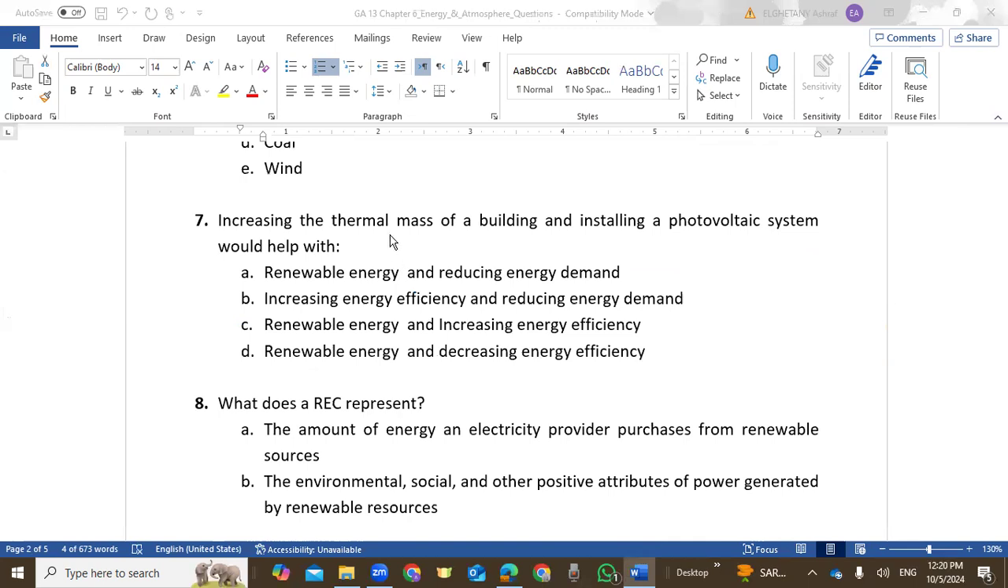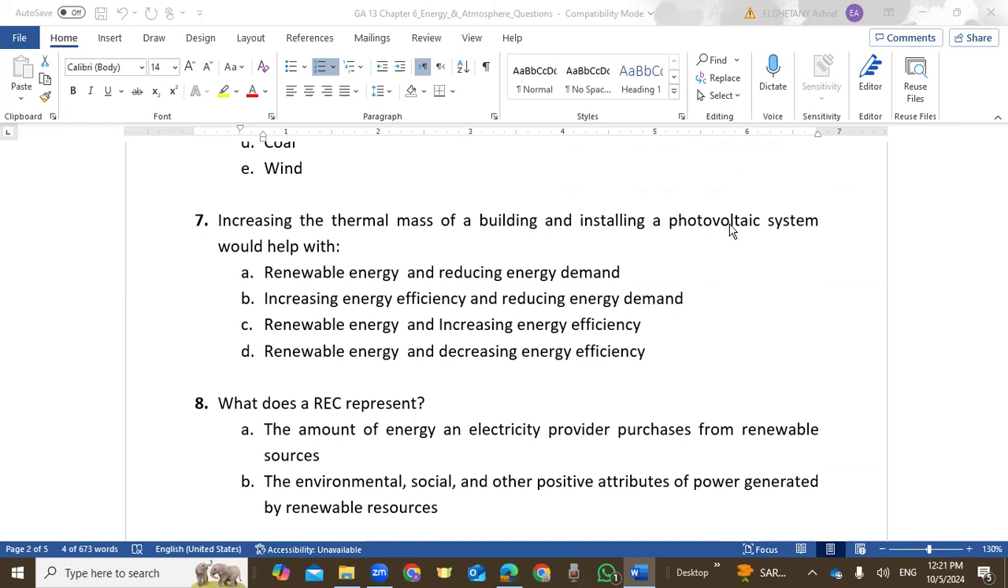Increasing the thermal mass of the building and installing a photovoltaic system would help with renewable energy and reducing energy demand. No, I didn't say C. I said A. I say A because this is efficiency. B, read the word efficiency. C, efficiency. D, efficiency. A, when I increase the thermal mass, I make what? I reduce what? Demand.